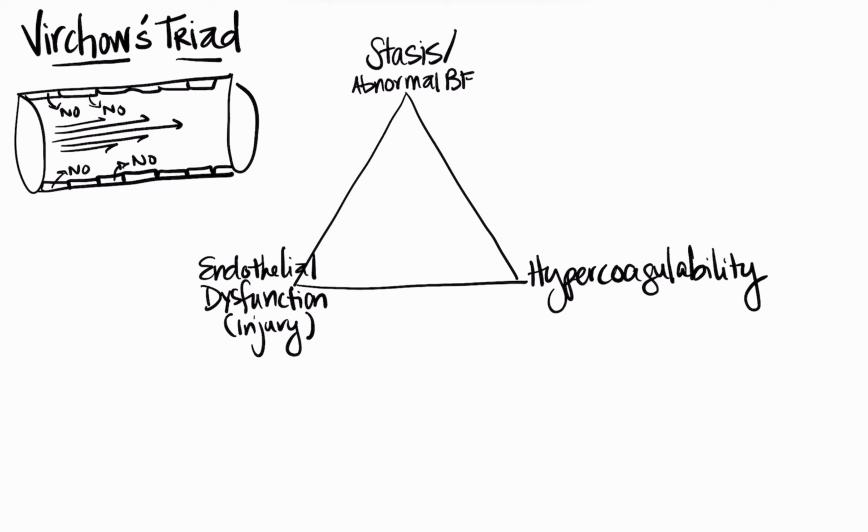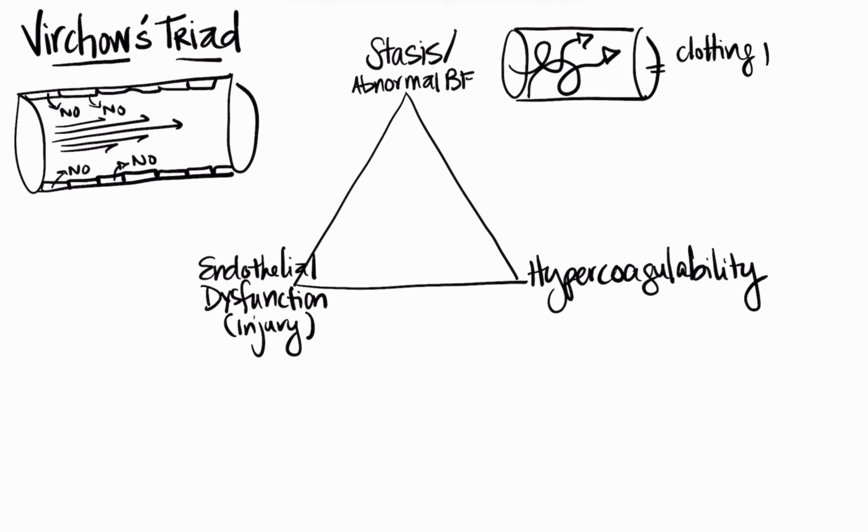So the first point of Virchow's is stasis or abnormal blood flow. Stasis means stoppage or slowing of blood flow. And if blood isn't moving quickly through a vessel, it will become abnormal in that it won't maintain laminar flow. So stasis or abnormal flow increases your risk because instead of going in those straight lines, the cells and the coagulation factors become turbulent, they can bump into each other, and they can accidentally activate coagulation factors.